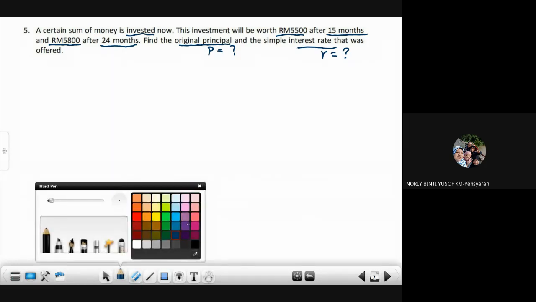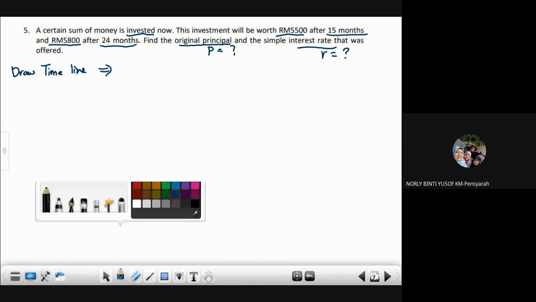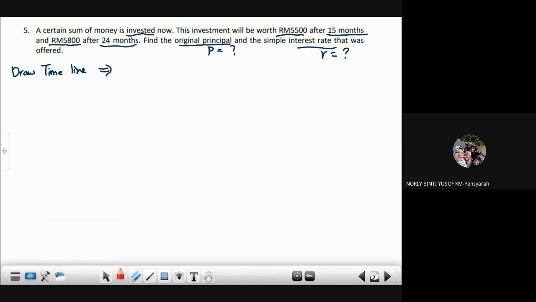So kita buat timeline. Okay, draw timeline. Timeline tak ada markah tapi untuk faham. Tak buat pun tak apa, as long as you understand. So principal tak tahu. So lepas 15 months, you punya sum jadi, investment you jadi 5,500. Lepas tu lepas 24 months, sum you jadi 5,800.